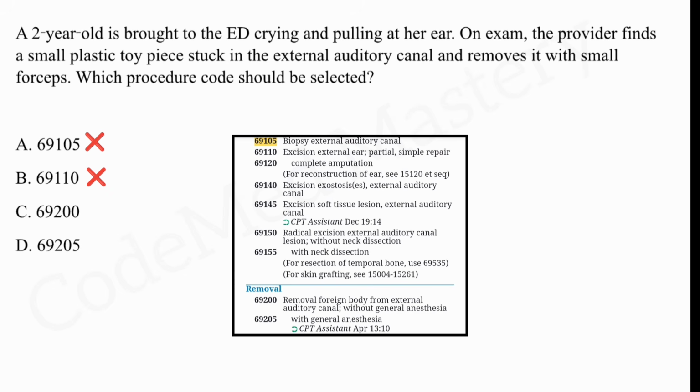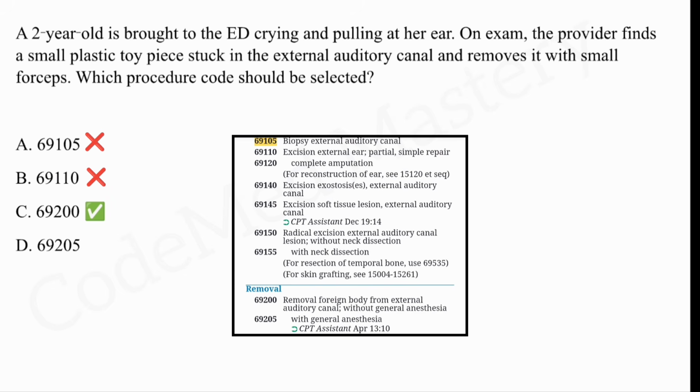Coming to option C, 69200. Remove foreign body from external auditory canal without general anesthesia. In the question, they have not mentioned general anesthesia. So this is the appropriate code. Okay. You can see they have mentioned the provider finds a small plastic toy piece stuck in the external auditory canal. So this is removal of foreign body from external auditory canal without general anesthesia.